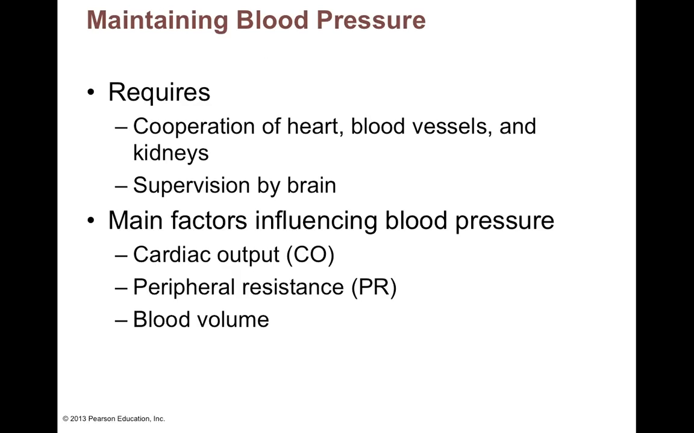Okay. So it turns out, you guys, that we have three different organ systems that maintain blood pressure in our body. It actually requires cooperation between your heart, your blood vessels, and your kidneys. The way this works is that your heart maintains blood pressure by maintaining cardiac output. Your kidneys maintain blood pressure by maintaining blood volume. And your blood vessels maintain blood pressure by maintaining a certain amount of resistance.